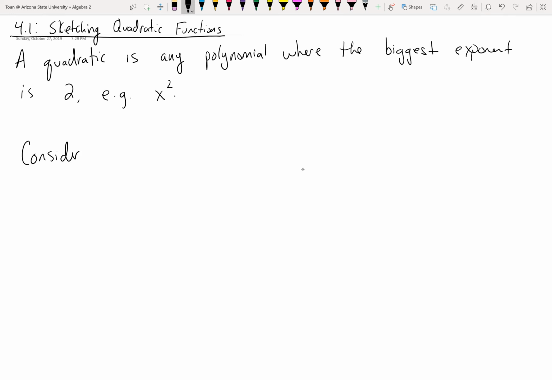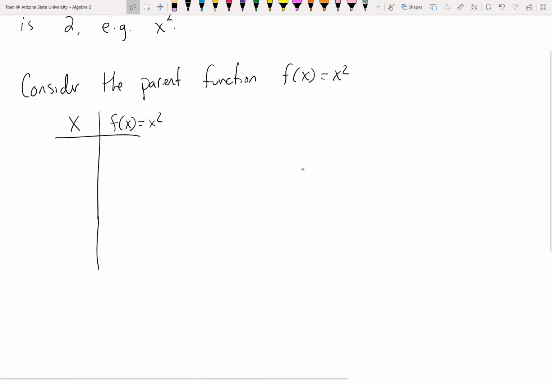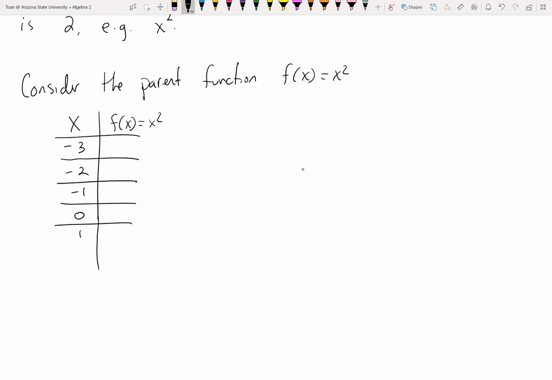So let's consider the parent function f of x equals x squared. To take a look at this, I'm just going to make a simple xy table. When I make an xy table, I always like to use my standard x values of -3, -2, -1, 0, 1, 2, and 3, because I think it gives you a nice overall picture of what the graph should look like. I hope everyone understands how to fill out an xy table.